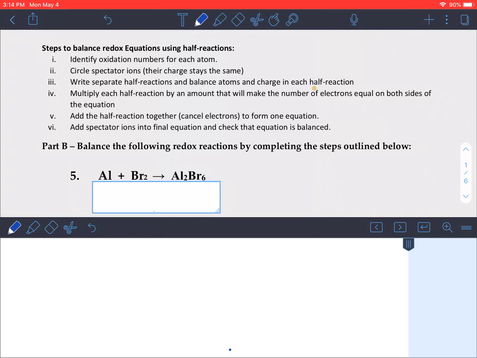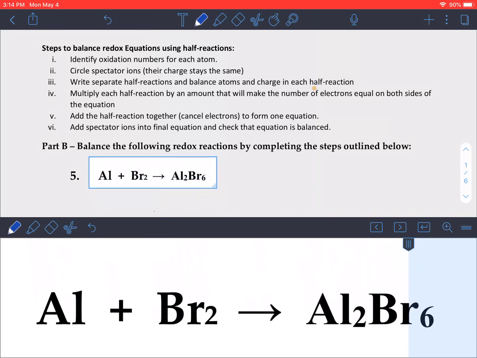Okay, so now we're going to move on to part B, and there are steps to balancing a redox equation or reaction using half reactions. So that's what we're going to do. And we're going to start first off by identifying the oxidation numbers.